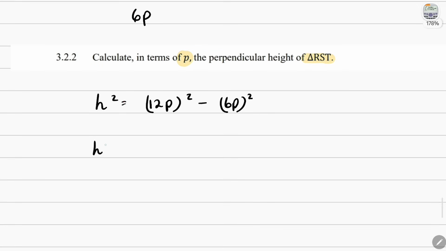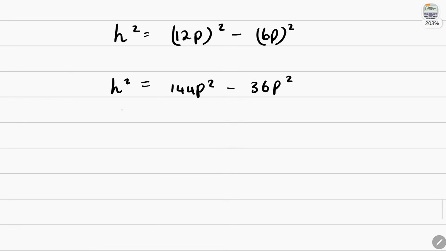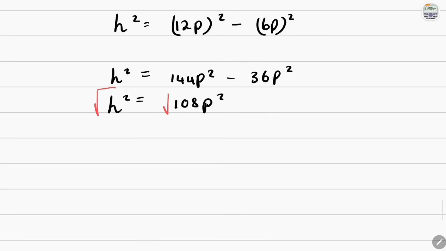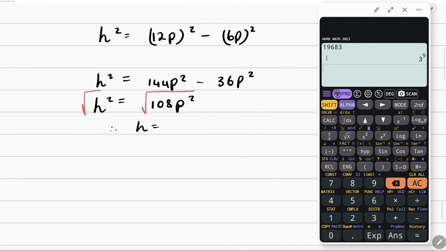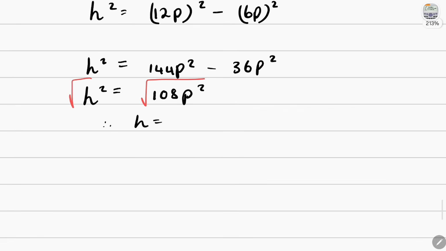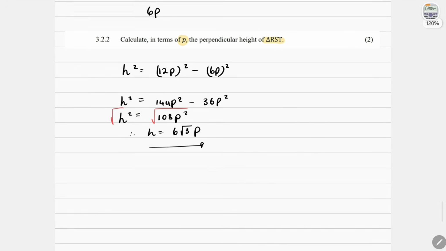Okay, so h squared is equal to 144p squared minus 36p squared. And 144 minus 36, so we have h squared equals 108p squared. And then we still need to square root both sides because we're trying to find the perpendicular height. It's a height, it's a length, so we don't have to consider negative here. So h is equal to the square root of 108p squared. Square root 108 is 6 square root 3, so that is 6 root 3p, and that is our perpendicular height.